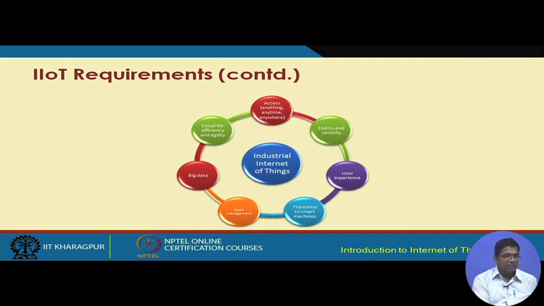Transition to smart machines. By adding sensors, actuators, etc., we are making the machine smart. Asset management is very important. Through these different sensors, actuators, etc., the industrial assets can be managed in a much more efficient way. So how the assets can be managed is one of the requirements that have to be considered for building IIoT systems. Big data and cloud are very important.